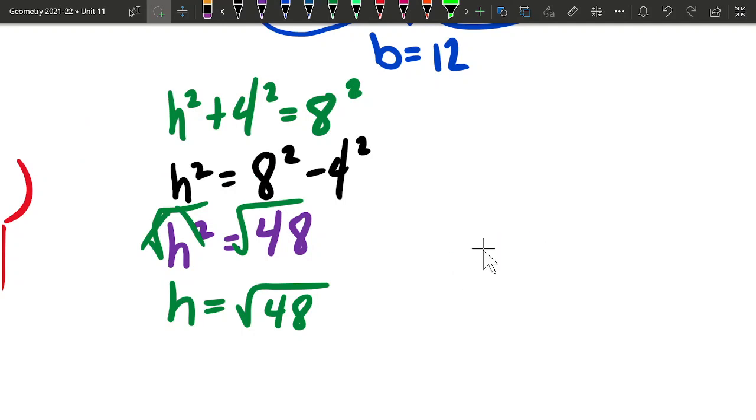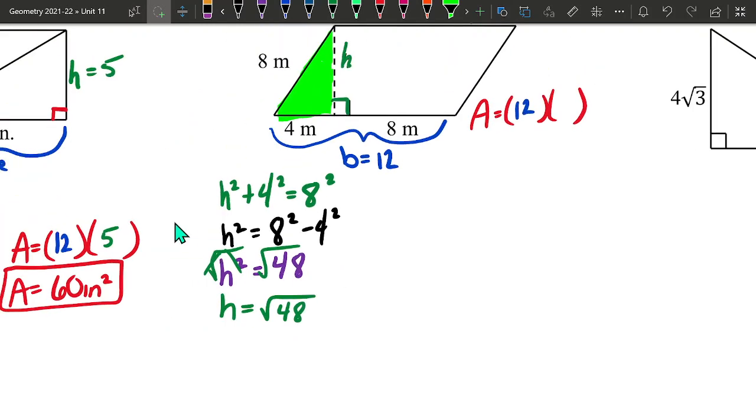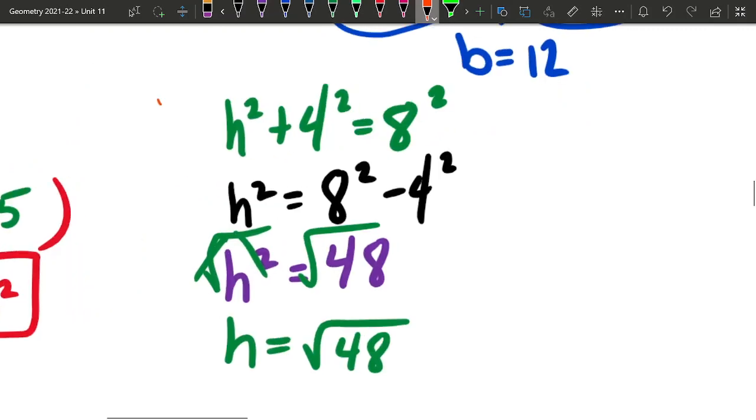The pen just stopped working. Oh, that's weird. Sorry, having technical difficulties.